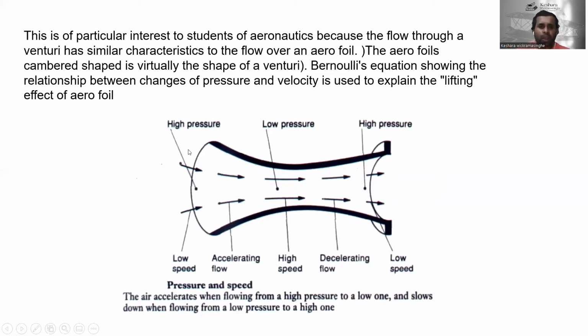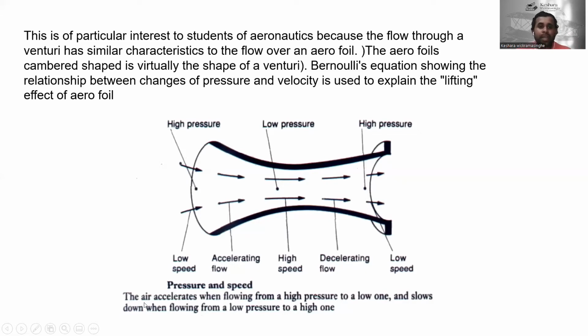All right. Okay, you can see the high pressure, this is the low pressure, and again the high pressure. Why is there a low pressure? Because the velocity increases due to the area decreasing, right? So here is low speed, then the flow is accelerating, and this is the high speed, and then the flow is decelerating, and then again low speed. There is low speed because the area increases.